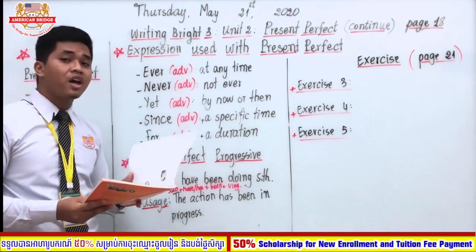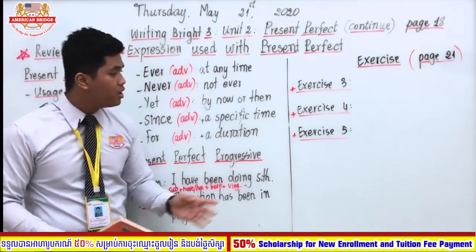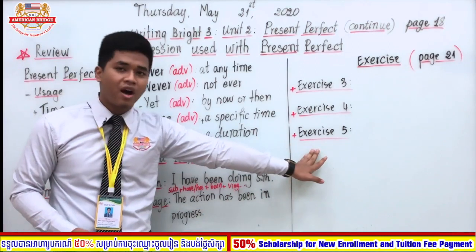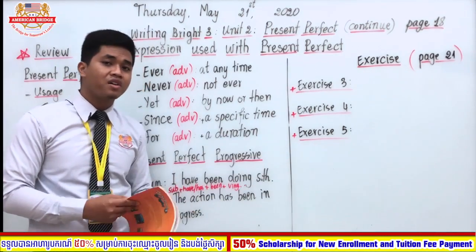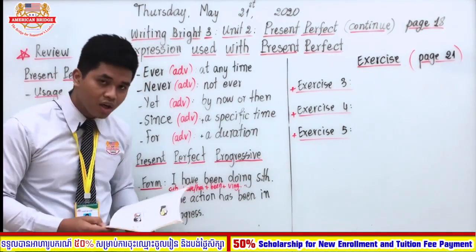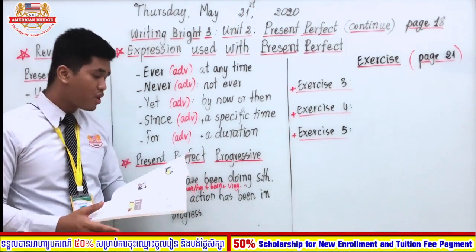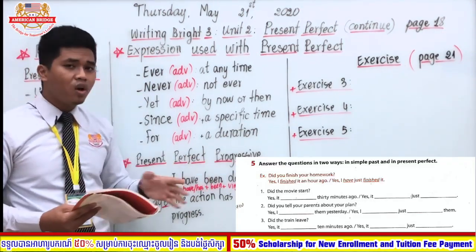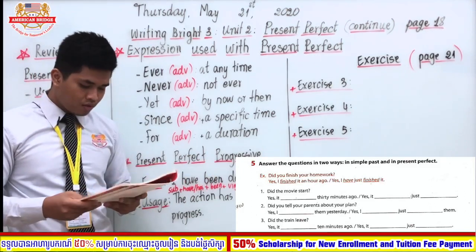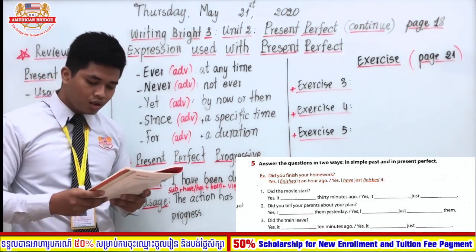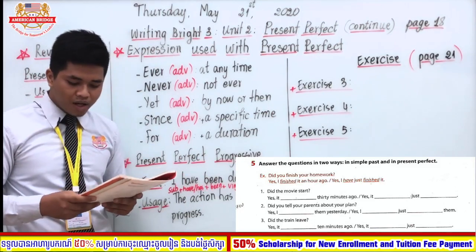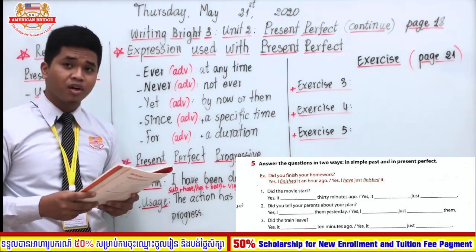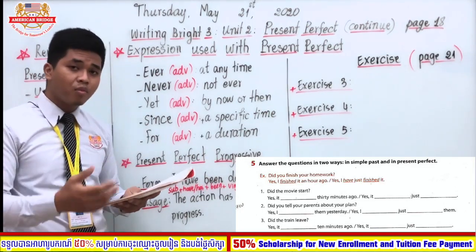So this is the end of the lesson. But everyone, here we have exercise number 5. Exercise number 5 is your homework that you need to do. You need to practice what you have learned. So this exercise number 5, what they wanted you to do: answer the questions in 2 ways, in simple past and in present perfect. They have an example for you to see.